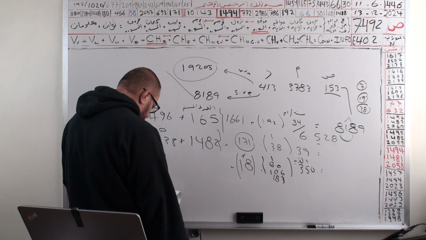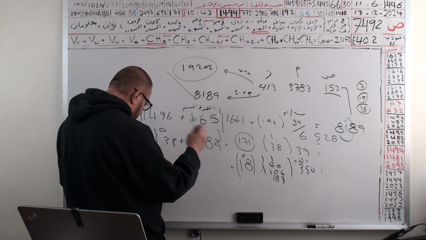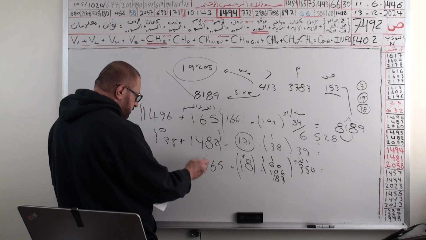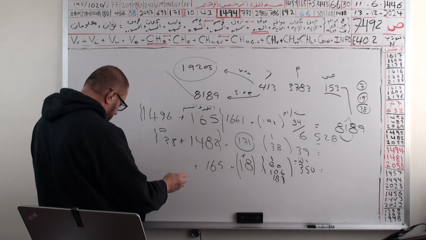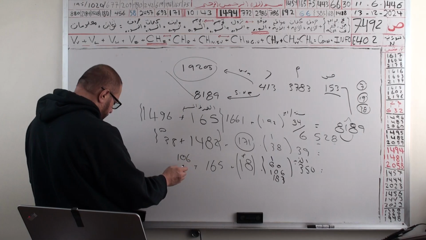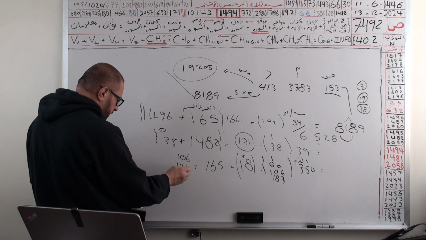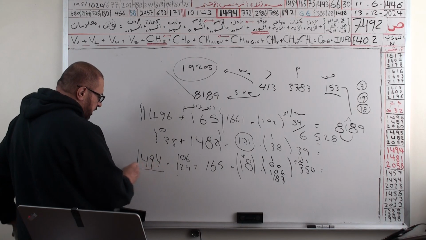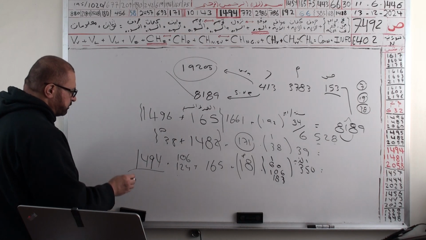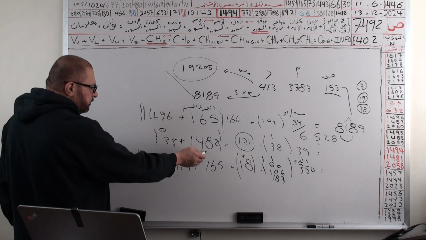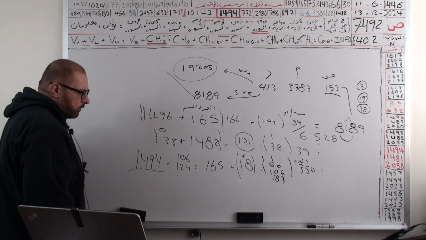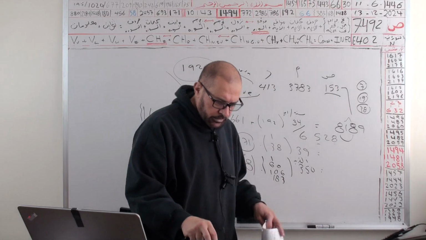Okay, this gives me a number, as-sirat al-mustaqim, which is represented by sad. 106 the first prophet, 124 the second prophet. On the path, 1494 the shutting down of the path. So this is the difference between 1494, 1495, 1496. This is Hijri, remember. Okay, now you know.